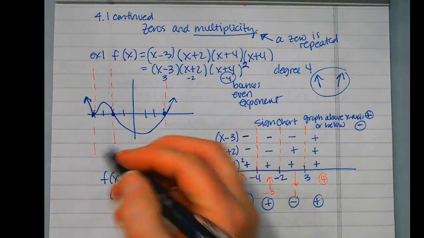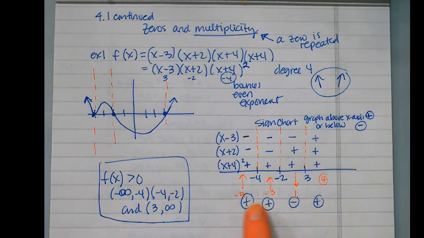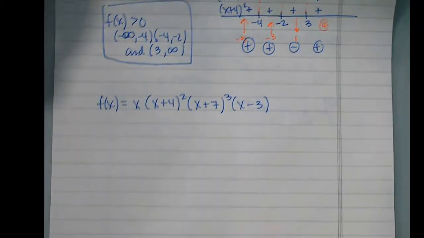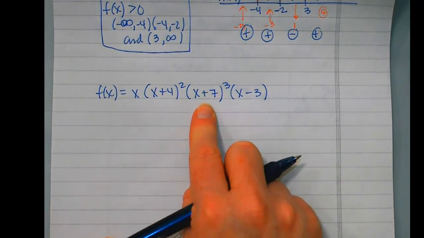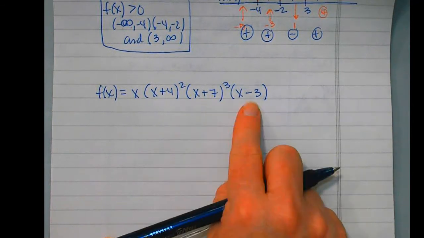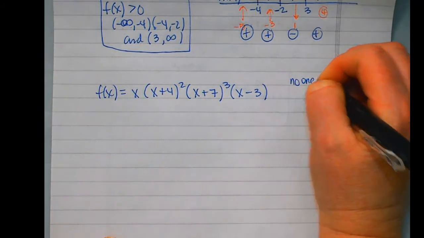But this sign chart lets us do this by positive and negative. Positive means it's bigger than 0. Negative means it's less than 0. So at some point, look back at this if we do this on Delta Math so you'll know what they're looking for. We'll probably throw another one in there to practice too. Times x plus 4 squared times x plus 7 cubed times x minus 3. Okay, no one wants to multiply this out.